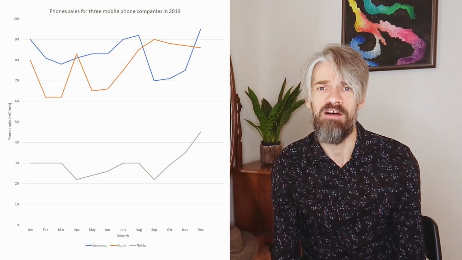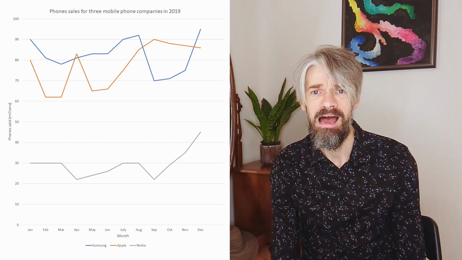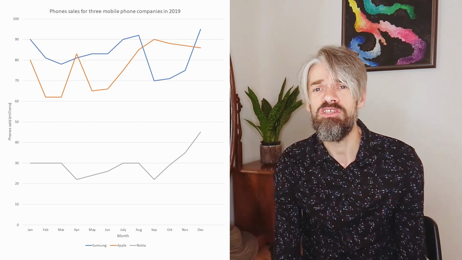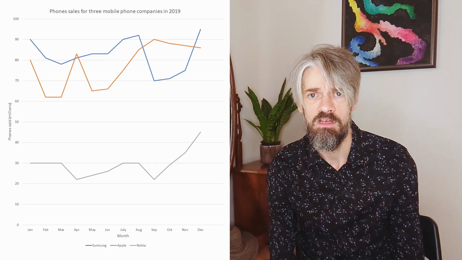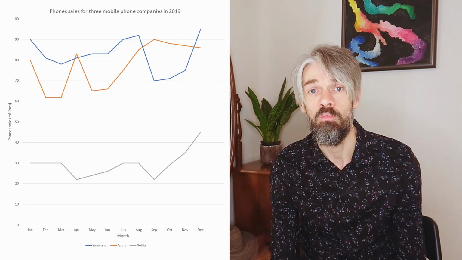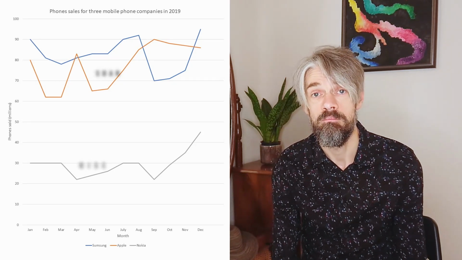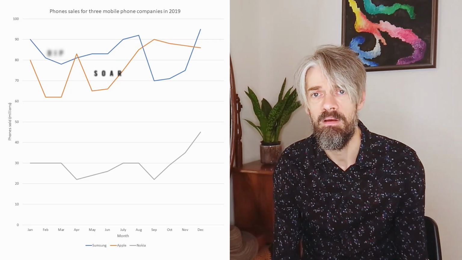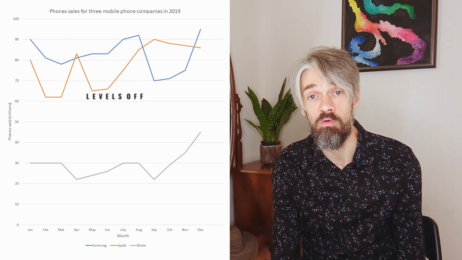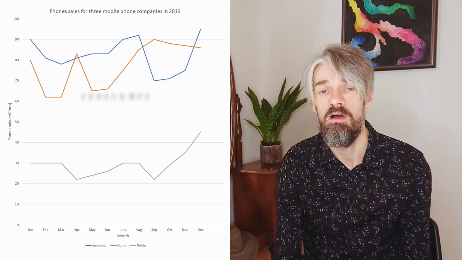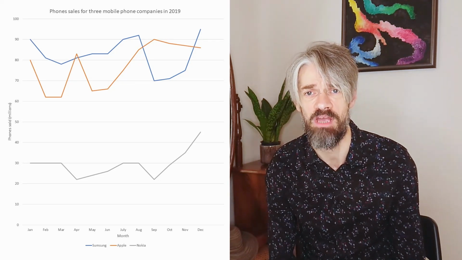With this graph, we have lots of opportunities to use some of the vocabulary we've just looked at. A tip during the exam is to take a moment and write the words you can use on the graph. So, for example, here we could write rise. Here, soar. Here, there's a dip. And here, the amount of phones sold by Apple falls and then levels off. So, I'm going to give you a couple of examples of how to use this vocabulary.